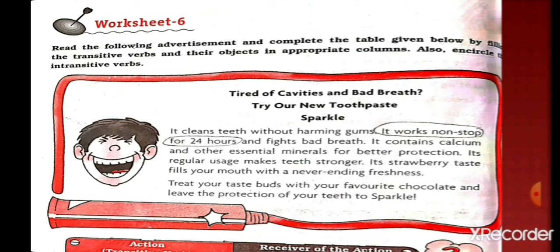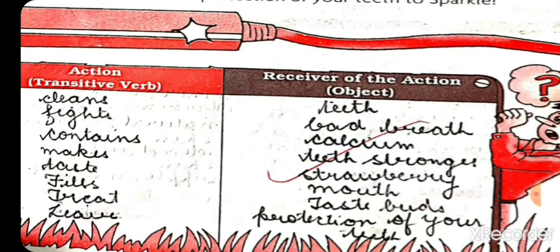Okay students, for example, first one we can write down: it cleans teeth. Cleans what, student? Cleans is an action. Cleans what? Teeth. So students, in this column you have to write down cleans teeth, fights bad breath, makes teeth stronger, contains what? Calcium. Like this, students, try to find the remaining transitive verbs and their objects, and write them down in the table given below. Now students, let's move on to worksheet number 7.